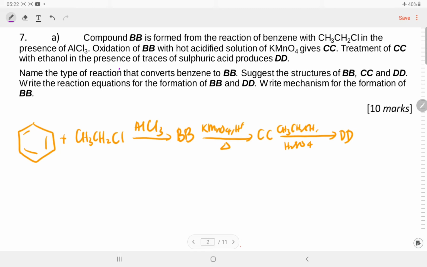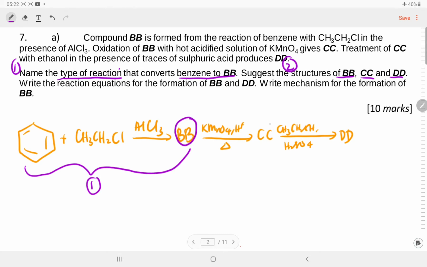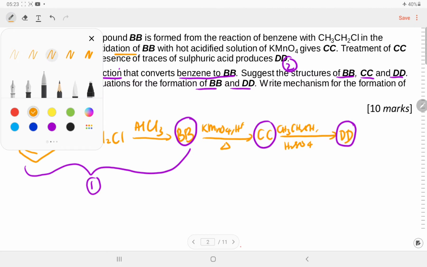The tasks you are supposed to complete are: naming the type of reaction that converts benzene to BB, which is the first task. Suggesting the structures of BB, CC, and DD, which is the second task. What are the structures of BB, CC, and DD? And then you have to write the equations for the formations of BB and DD.